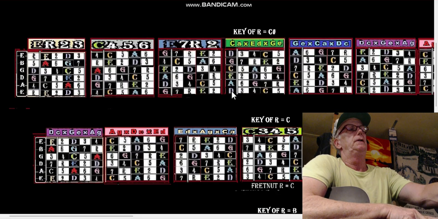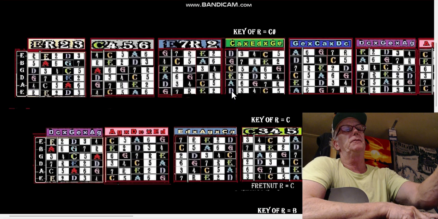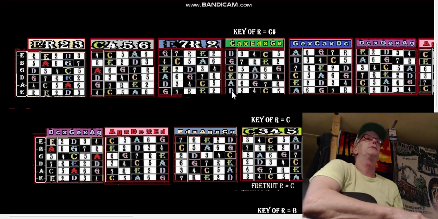So we could start with the E string shape: 7, root, 2. Then we go to the D string shape, 2, 3, 4. Then the A string shape, 5, 6, the short one. Then the G string shape, 6, 7, root. So they share notes. Then the E string shape, 7, root, 2, and the D string shape, 2, 3, 4 again. Those are what the string shapes are.